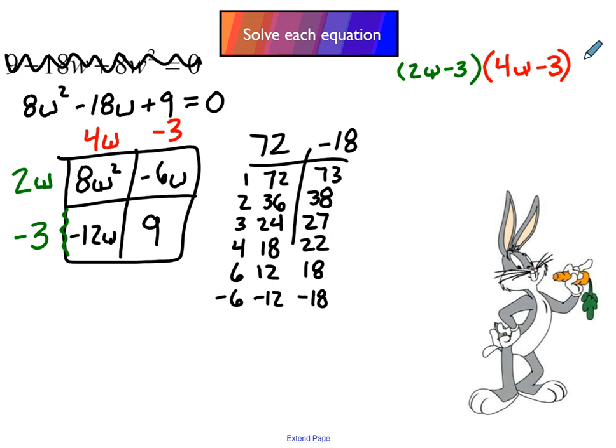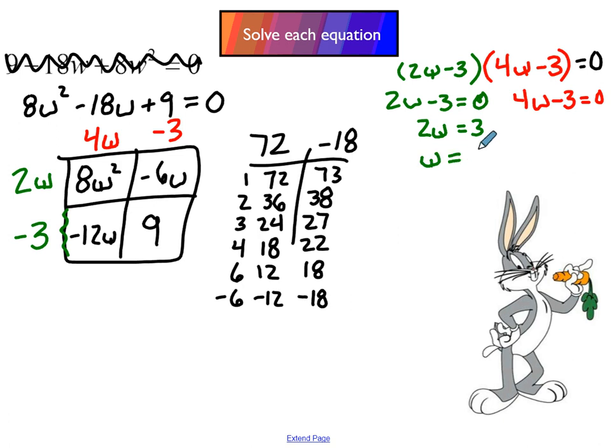Use the zero product property here. So I say 2w minus 3 equals 0. I'm going to say 4w minus 3 equals 0. Solve both of these out. So 2w equals 3, divide by 2. So I get w equals 3 over 2.